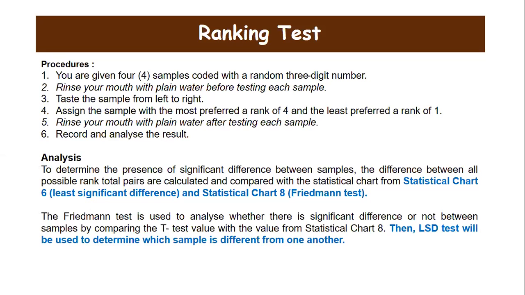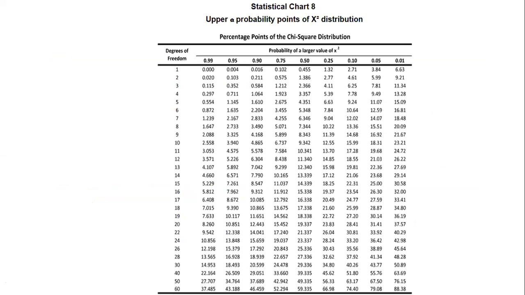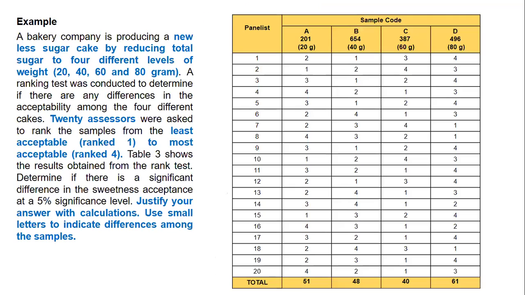where we need to do some calculation, and then we compare whether the difference that we have between samples is larger or smaller than the value that we calculated, which is the least significant difference. So this one we actually already learned in the hedonic test with more than two samples. So let's say we have a calculation here. This is the table that you require for calculation of the ranking test, chi-square. All right, so this is the example.